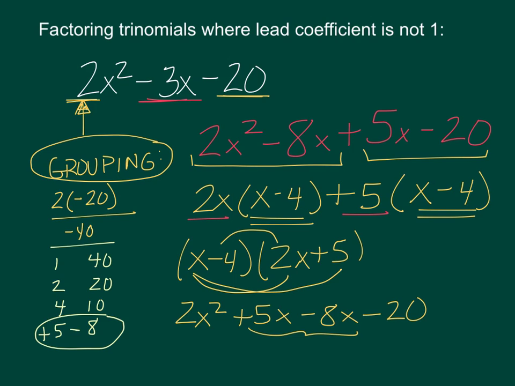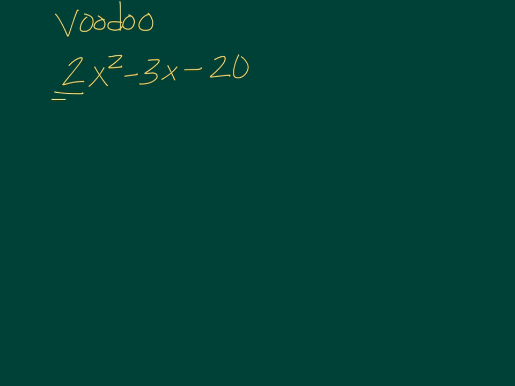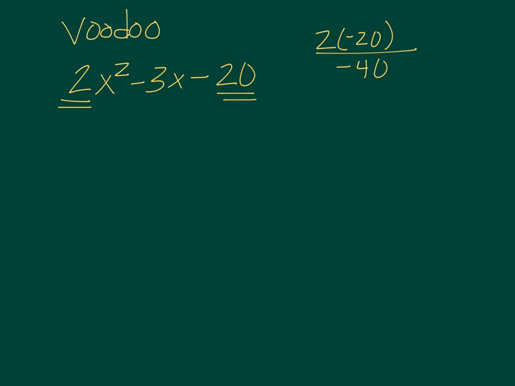So I'd like to do the same problem using a different method. This method is sometimes called voodoo method by my students because it does seem a little strange. So we'll start with that same polynomial. And this will start exactly the same way. We'll multiply 2 times negative 20, and we'll get negative 40. That will give us the same two numbers that we had before, positive 5 and negative 8.